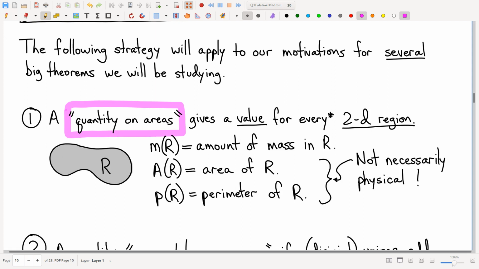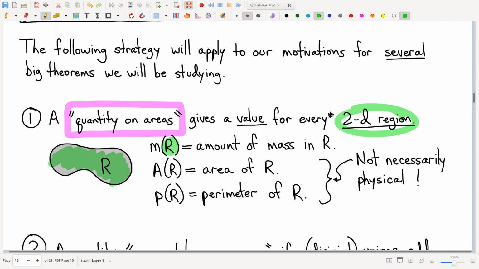And it's exactly what it sounds like. It's just a quantity. Mass is a nice example. So notice if there's mass distributed all over everywhere, if you give me a 2-dimensional region, we can talk about how much mass is in that region. That's all I mean by a quantity. You give me a region, a quantity gives a value. Simple as that.